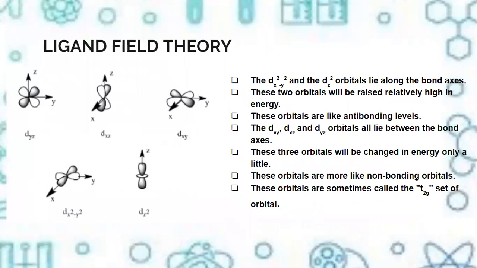Next. For the ligand field theory, the eg orbitals lie along the bond axis. The two orbitals rise relatively high in energy. These are like anti-bonding levels. The dxy, dxz, and dyz orbitals lie between the bond axes. These three orbitals will change energy only a little. These orbitals are more like non-bonding orbitals, and this set of orbitals is sometimes called t2g. Next.